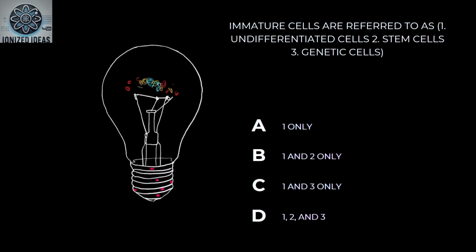Immature cells are referred to as 1. Undifferentiated cells. 2. Stem cells. 3. Genetic cells. A. 1 only. B. 1 and 2 only. C. 1 and 3 only. D. 1, 2, and 3.